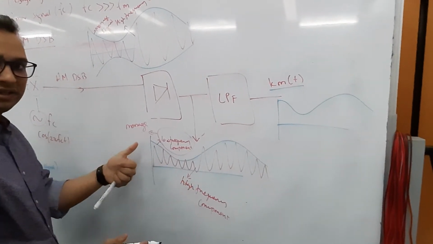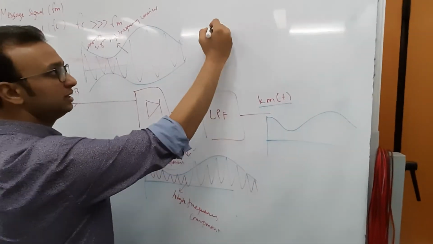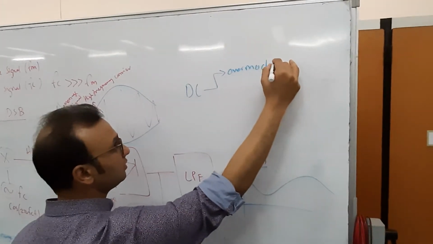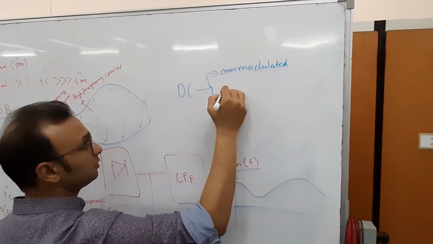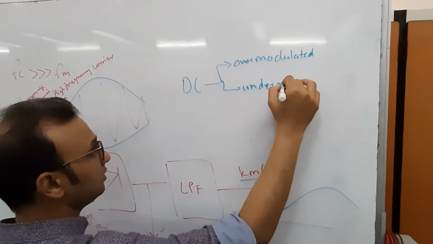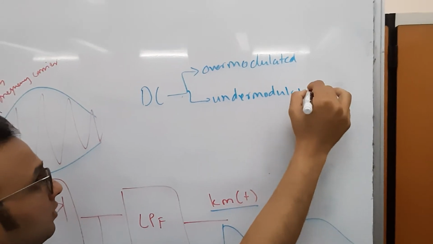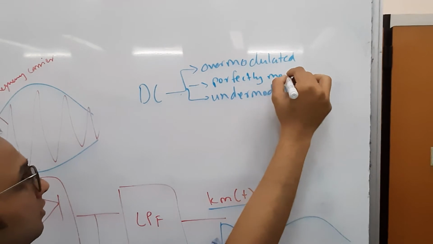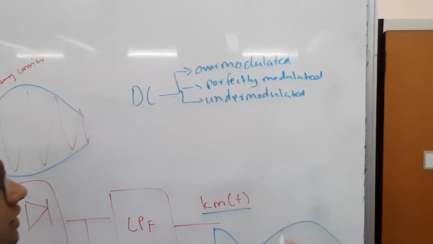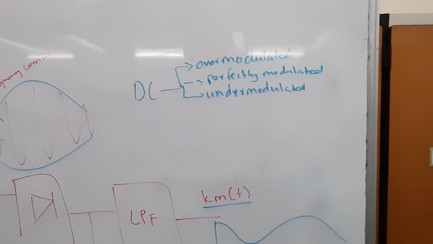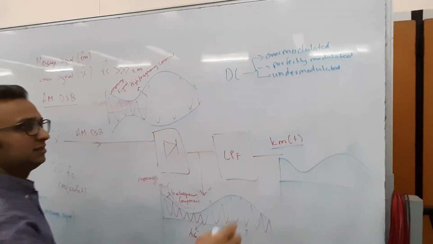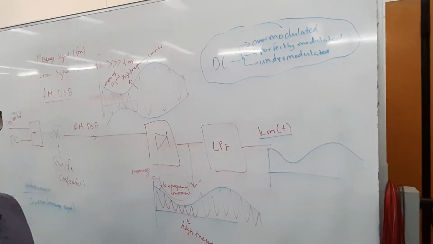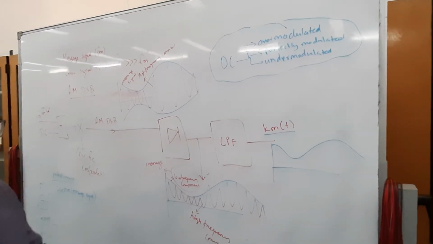Okay, that's the importance of the DC. And based on the DC that you add, you can have overmodulated, undermodulated, and obviously perfectly modulated. All right. And this is something that you will have to explore because screenshots are there in your lab manual, and please explore.